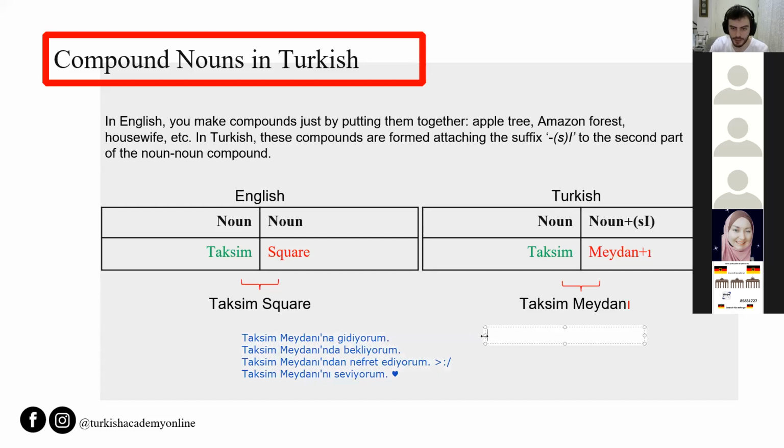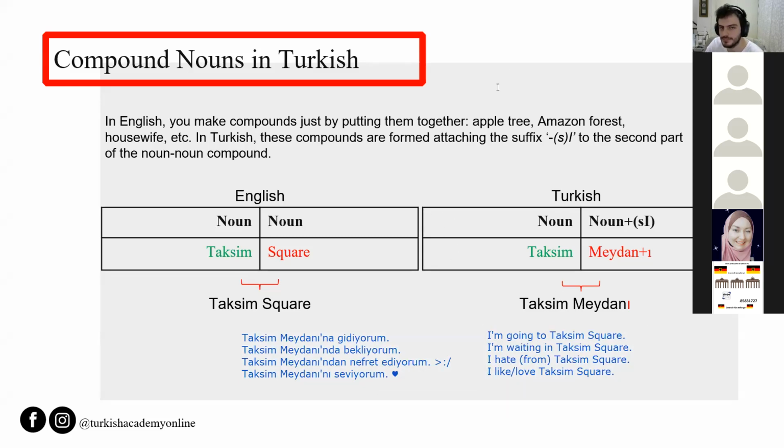Evet. Okay, I am going to Taksim Square. I am waiting in Taksim Square. I hate Taksim Square. In Turkish, we kind of say from Taksim Square. And I like Taksim Square. Or love. Both of them are fine.